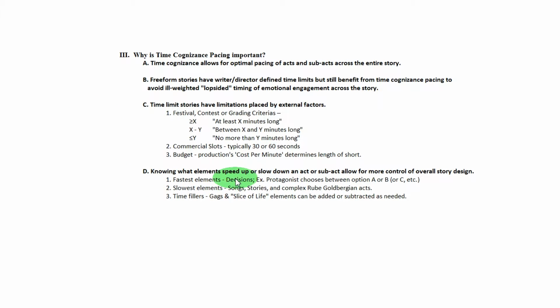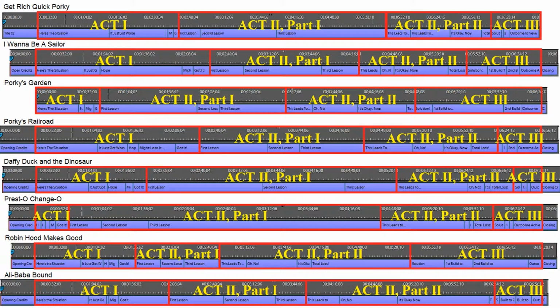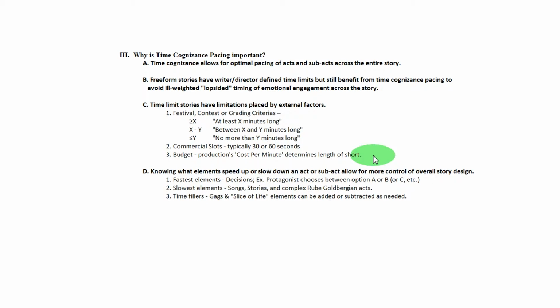Knowing what elements speed up or slow down an act or subact allows for more control of overall story design. The fastest elements are decisions, where the protagonist chooses between option A or option B or more. If you have a scene, and you want to turn this into a story, you just want to get quick elements in to create a story around this. So you add a decision at the beginning, and you add a decision at the end, bam, you've got a story, rather than a segment.